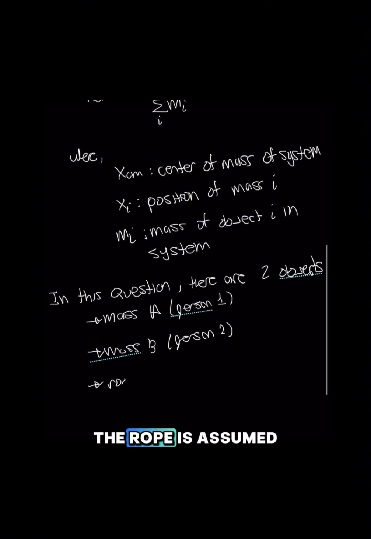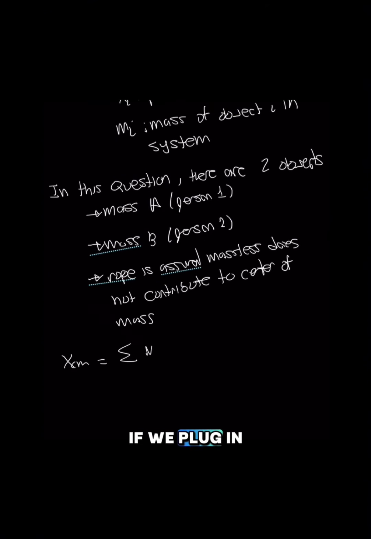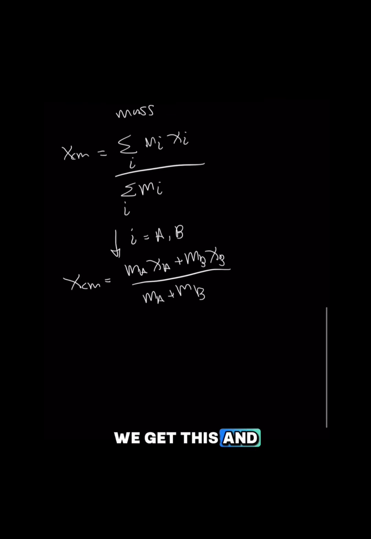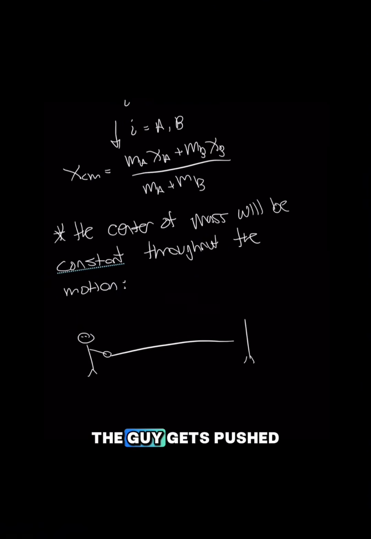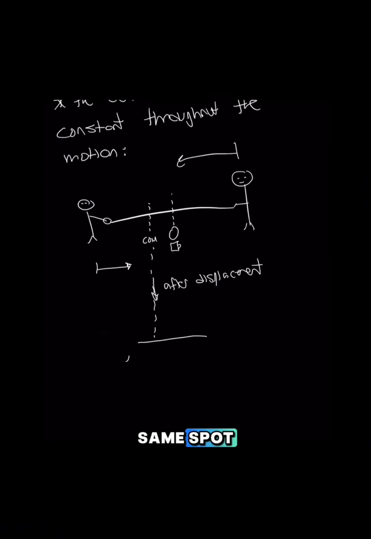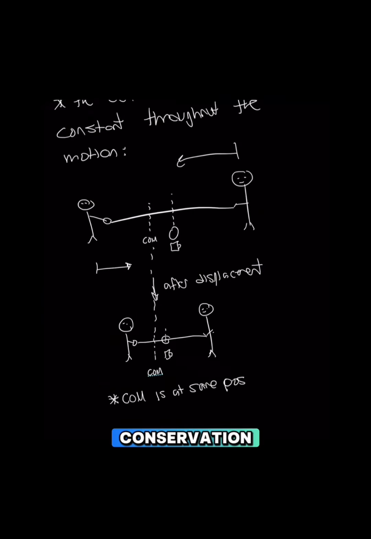And I just want to note that the rope is assumed massless, so it does not contribute to the center of mass. So if we plug in i equal to A and B into the equation for the center of mass, we get this. And one thing to note is the center of mass will be constant throughout the motion. After the displacement, when the guy gets pulled forward 6 meters, the center of mass is going to remain constant at the same spot, since the ratios will be the same before and after. And this has to do with the conservation of momentum holding.